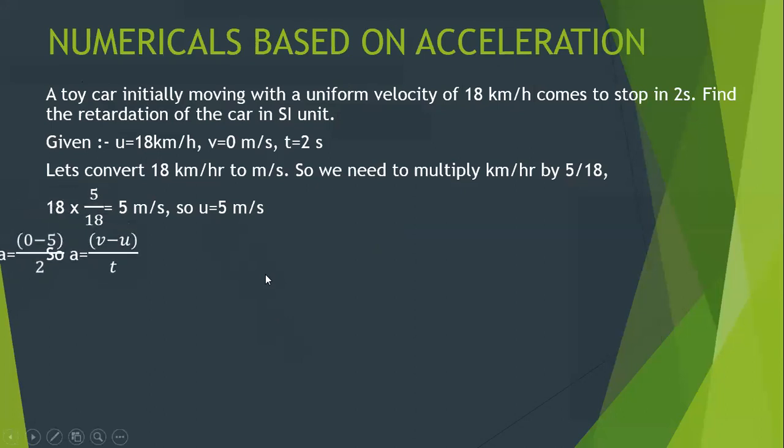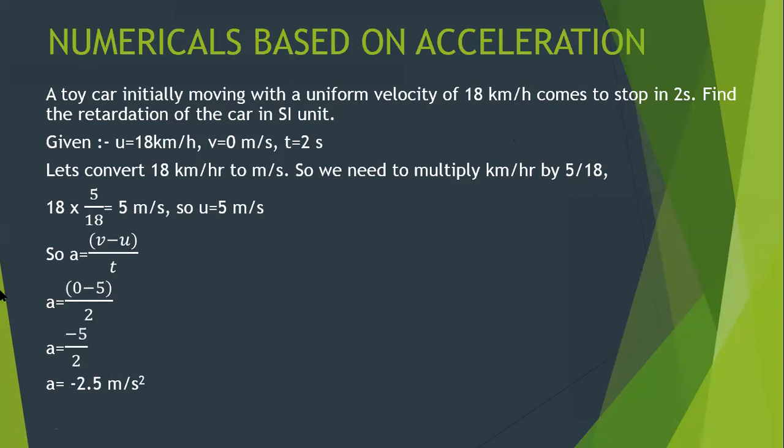The acceleration is v minus u by t. What is the initial velocity? 5. What's the final velocity? 0, because the object has come to a stop. So 0 minus 5 upon 2, which is minus 5 by 2. So that's why you'll find the acceleration is coming minus 2.5 meter per second square.